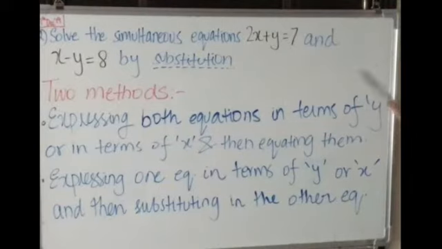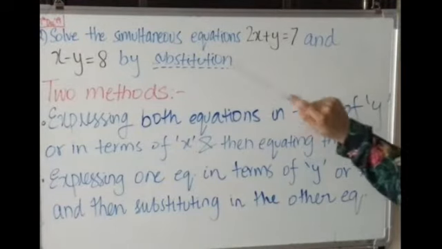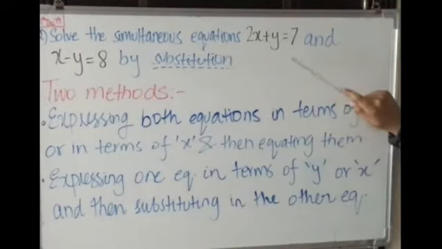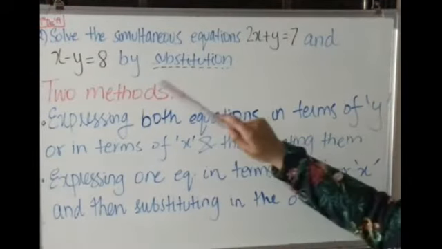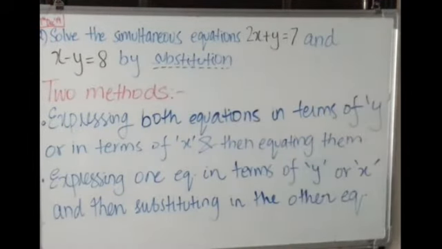Okay, so our next question is, solve the simultaneous equations 2x plus y equal to 7 and x minus y is equal to 8 by substitution. So now there are two methods of substitution. Basically not two methods, but two ways of solving the same thing by substitution.